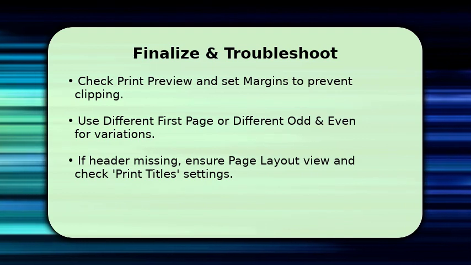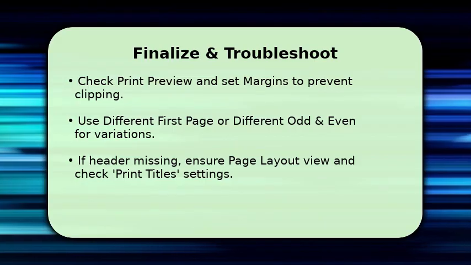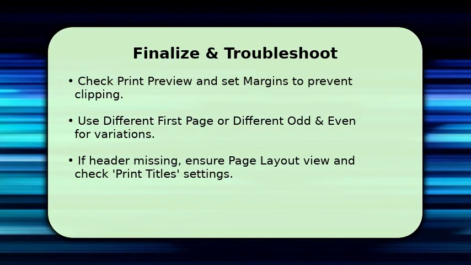If you need a special first page, enable different first page or different odd and even in the header and footer tools. Make sure to save the workbook to preserve settings. If a header seems missing, return to Page Layout view, verify header text exists, and check Page Setup or Print Titles options, which can override or hide header content.